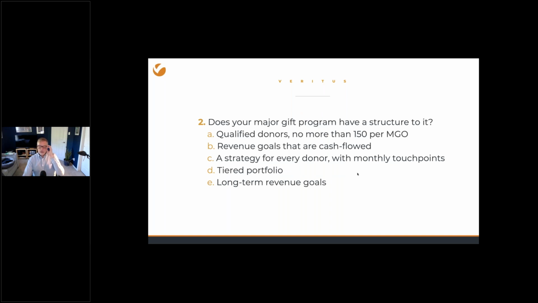The next question is, does your major gift program have a structure to it? We call it the Veritus way of major gifts. And quite simply, it's this. Do you have qualified donors, no more than 150 donors per MGO? In other words, do you have donors in your file that actually want a relationship with you? Not just because they've hit a threshold of what you deem a major gift, but do they actually want a deeper relationship? Have you had two-way communication with the donor to know that they want that relationship with you?